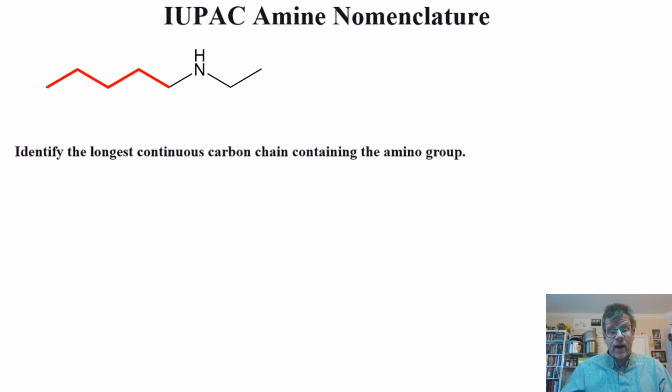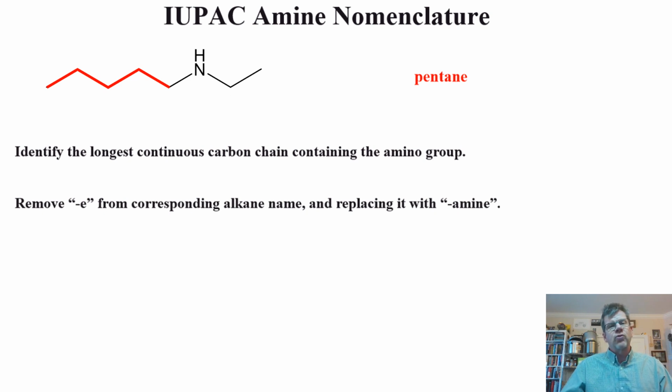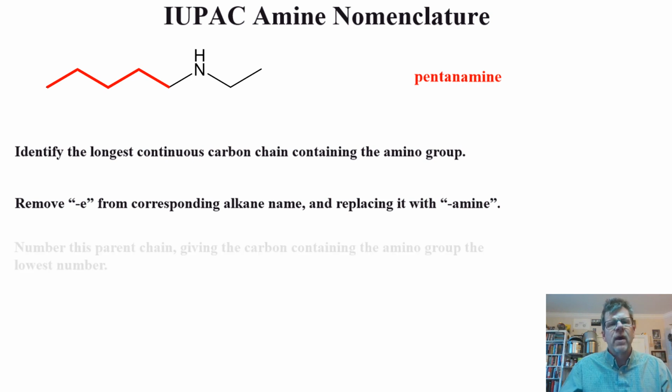If this were a 5 carbon alkane, it would be known as pentane, but it's not. Again, it is an amine. So in true IUPAC fashion, now we remove the E from the corresponding alkane name and replace it with a different suffix. That suffix is amine. Pentane becomes pentanamine. Pentanamine. Fair enough.